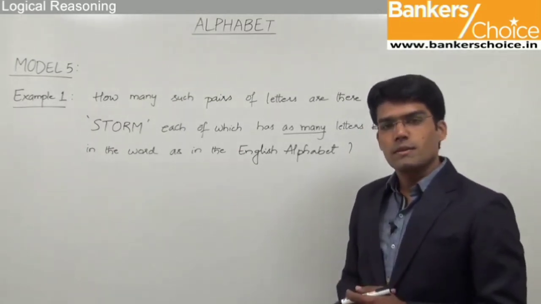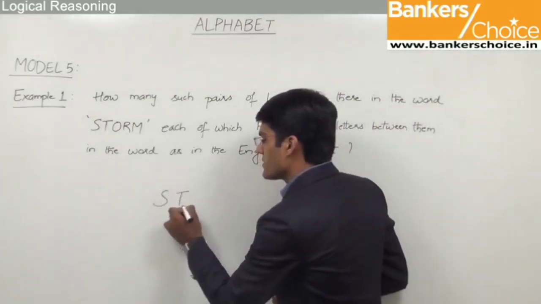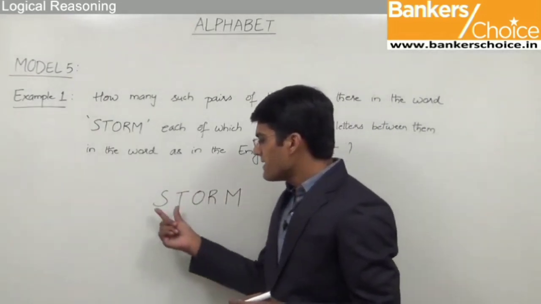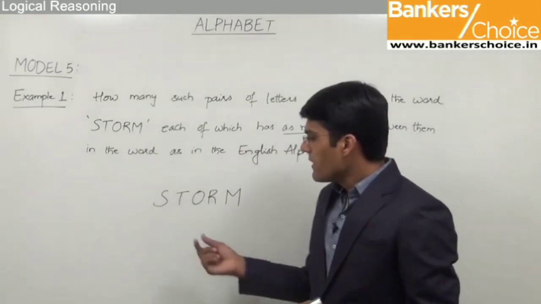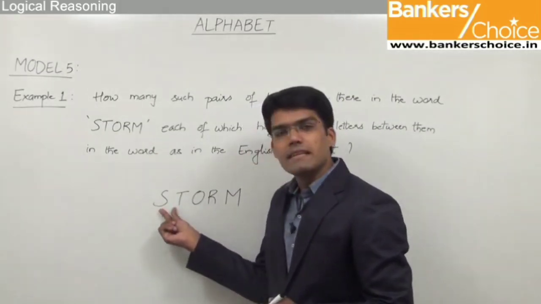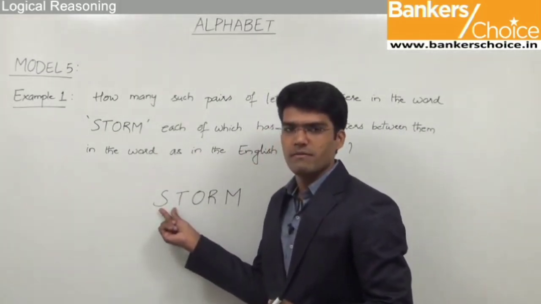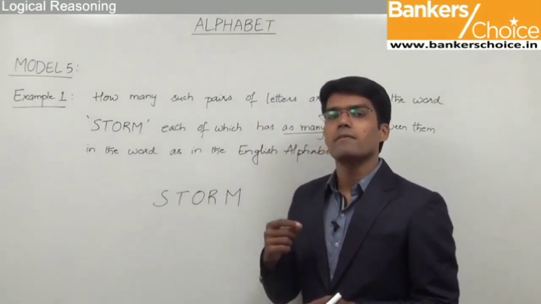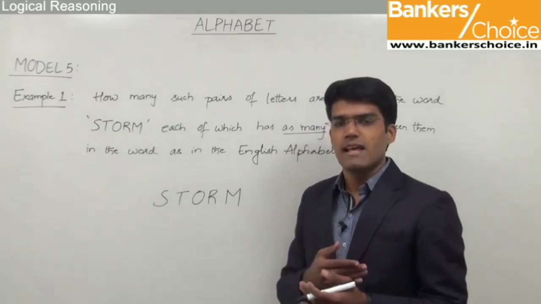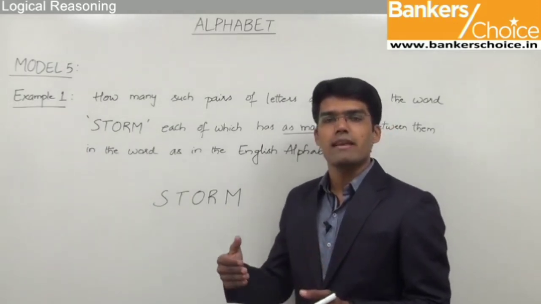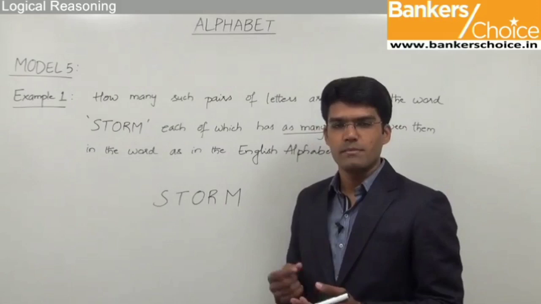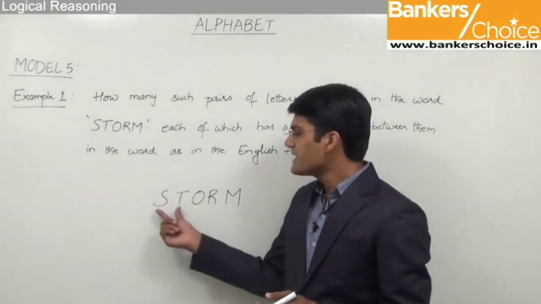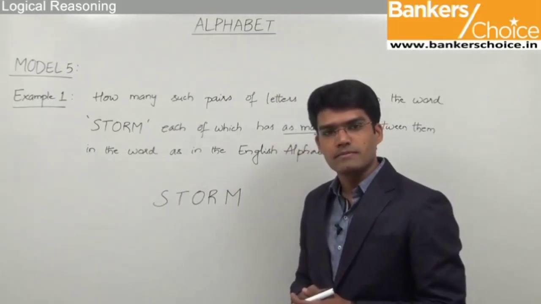Let's see how to solve this question. The given word is storm. Now if you take the pair of letters S and T, here we have no letter between S and T. That means we can say there are 0 letters between S and T in the given word storm. And even if you go by the alphabetical order, we have no letter between S and T, as the alphabetical order is P, Q, R, S, T, U, V and so on. That means there is no letter between S and T in the English alphabet. So here S and T can be taken as the correct pair.